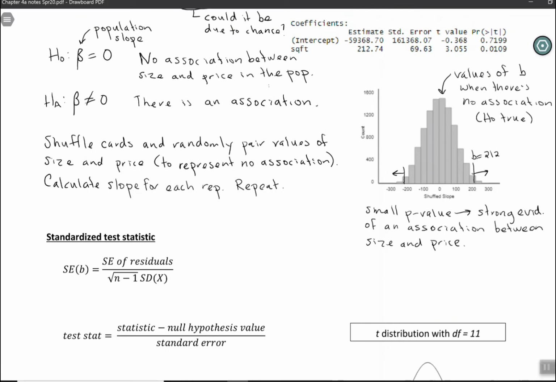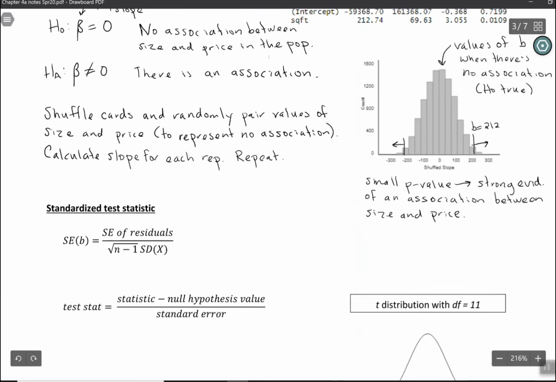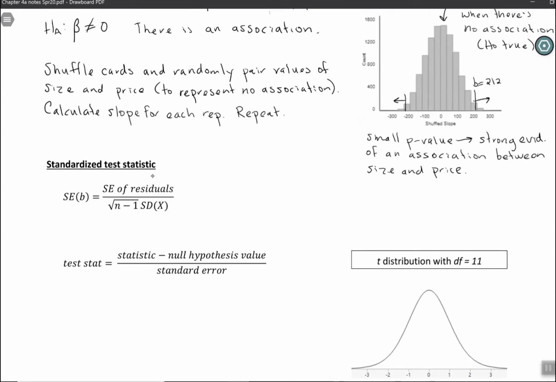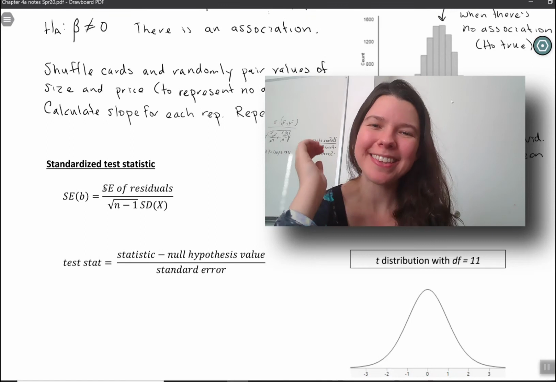These are the values of the slope that we'd expect to see if there were really no association between X and Y, so in this case, between size and price. But there's also a formula that can tell us how we expect those slopes to vary. You can see the standard error of the slope has to do with the standard error of the residuals.